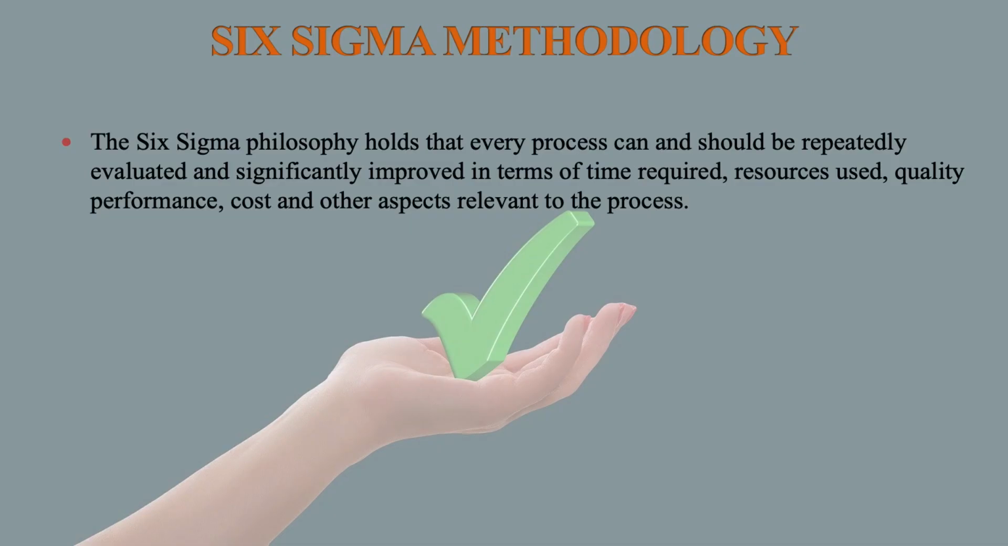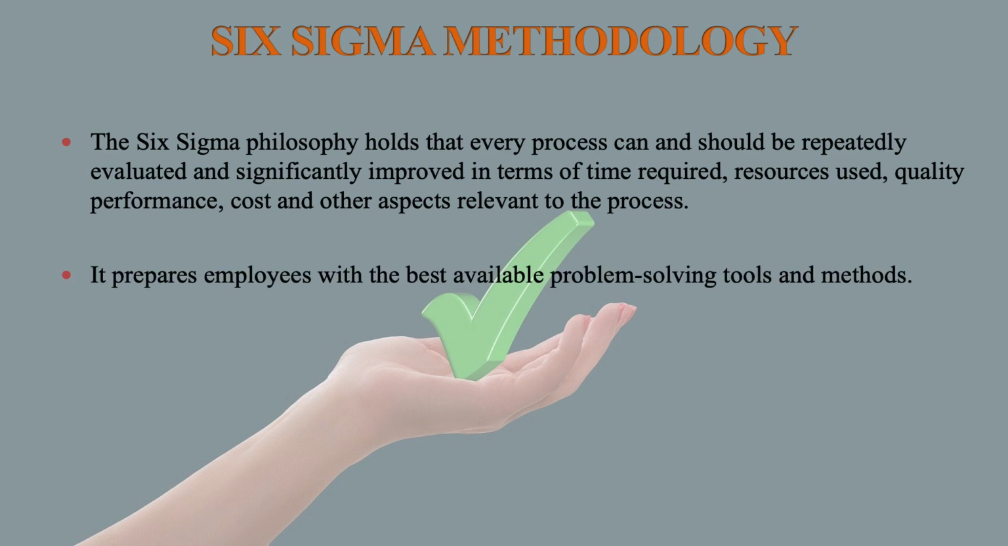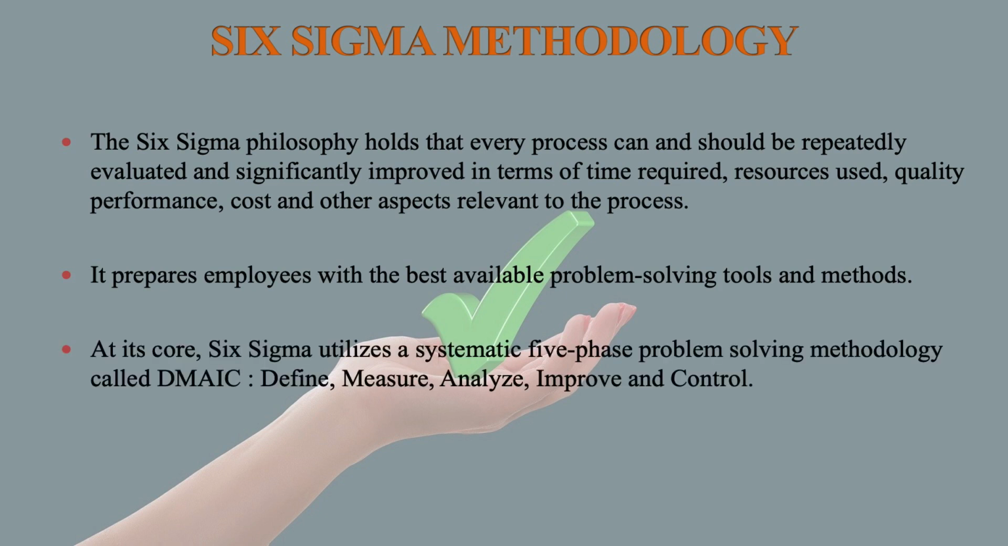The Six Sigma philosophy holds that every process can and should be repeatedly evaluated and significantly improved in terms of time required, resources used, quality performance, cost, and other aspects relevant to the process. It prepares employees with the best available problem-solving tools and methods. At its core, Six Sigma utilizes a systematic 5-phase problem-solving methodology called DMAIC.